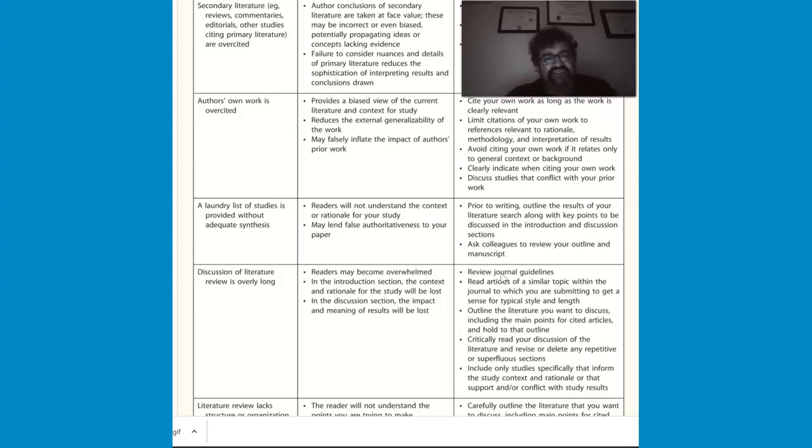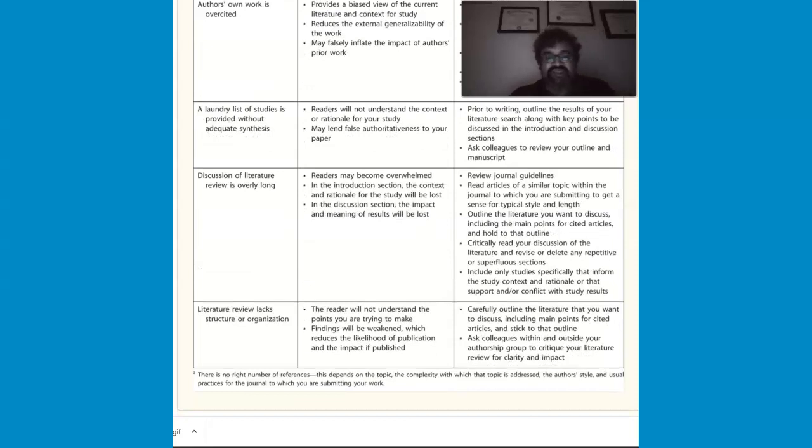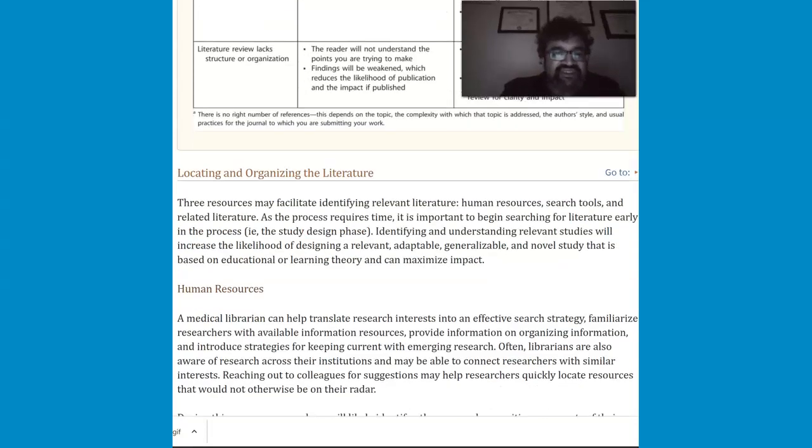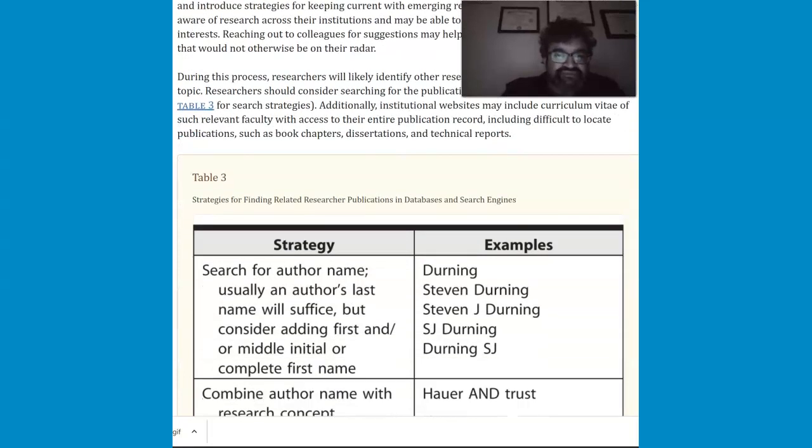Discussion of literature review is overly long. If you're not really getting to the point and going over many tangents, then it turns into superfluous sections, repetitive, or just too dilute. And then finally, literature review lacks structure and organization, and some of this goes back to the previous topic. So carefully outline the literature that you want to discuss and ask colleagues within and outside. So this is similar to the last one.